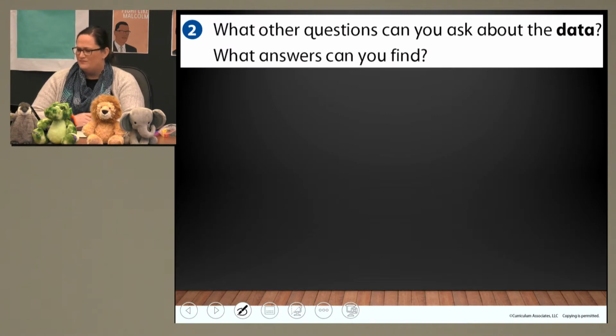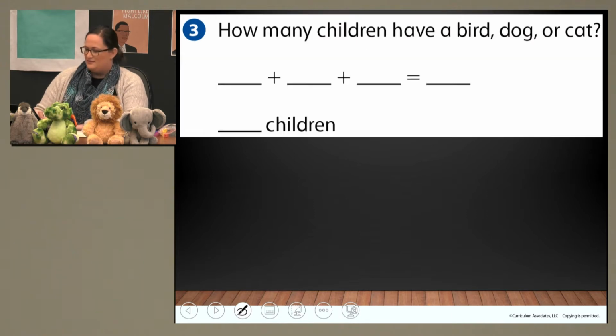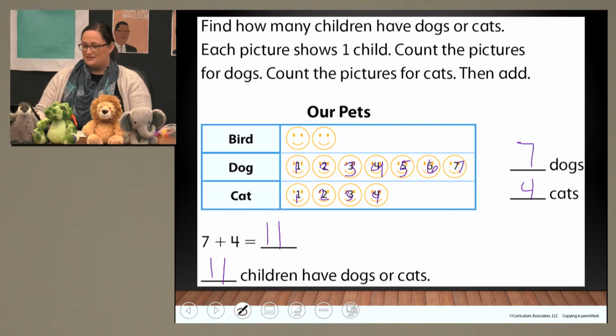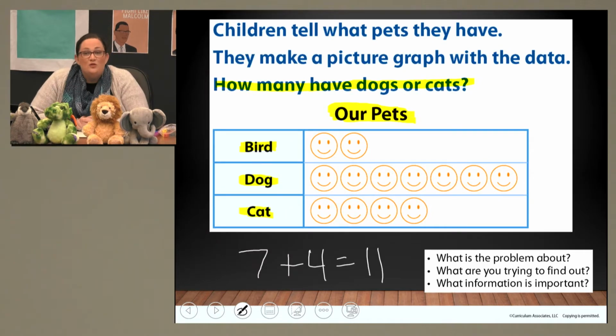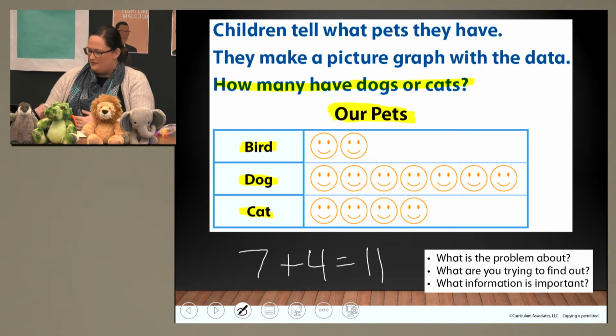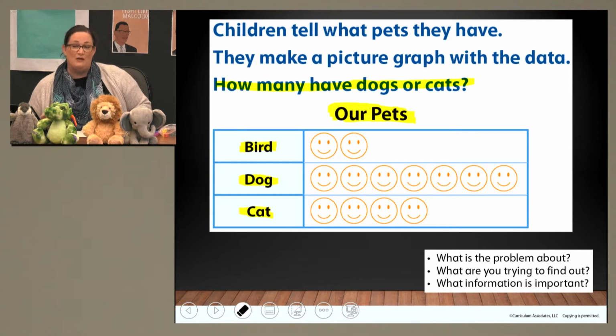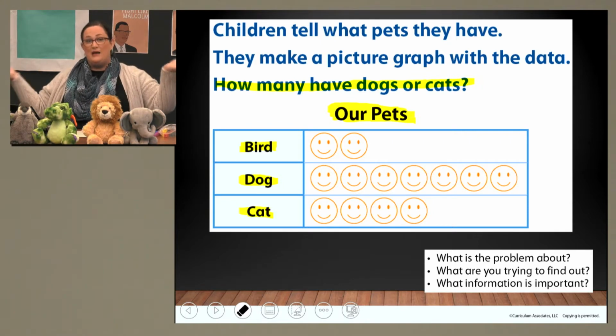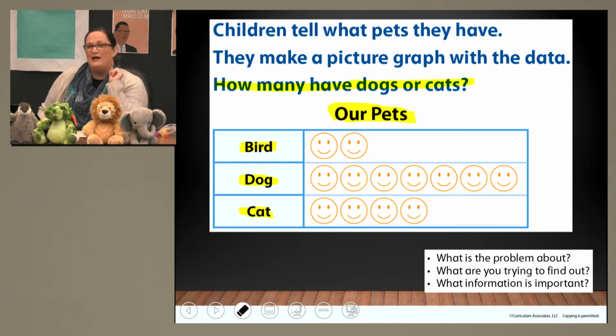Okay. What other questions can we ask about the data? What answers could we find? What could we ask? Looking at this graph, I'm gonna go back to here. What's a question you could ask? Oh, how many birds? How many birds? 2, okay. What else could we ask? Ooh, I like that one, Pebble. Pebble said, how many total pets? How many pets do they have? I have one. How many fewer cats are there than dogs? How many more dogs are there than birds? How many fewer birds are there than cats?